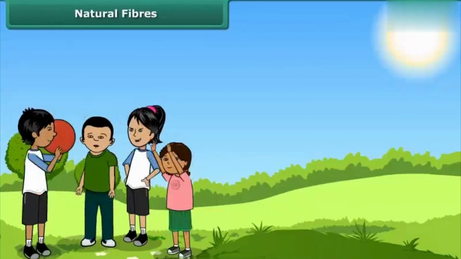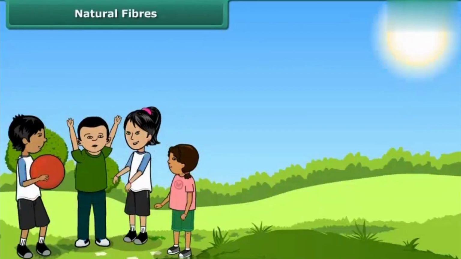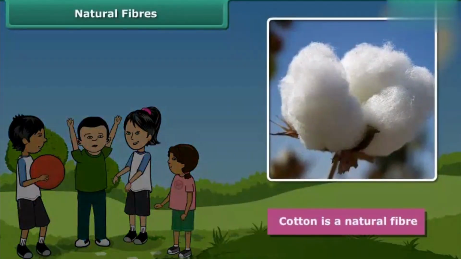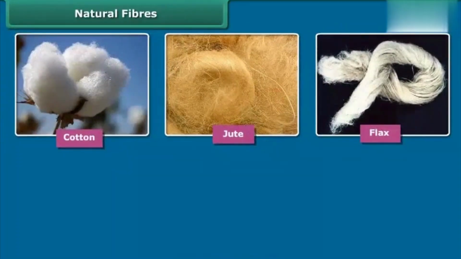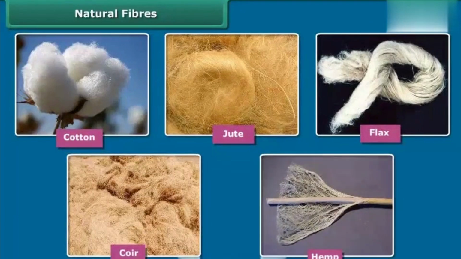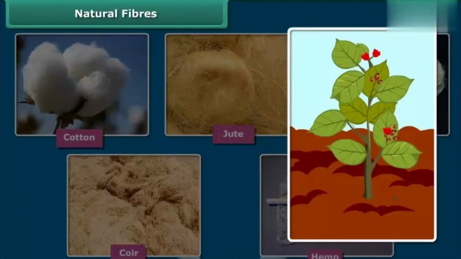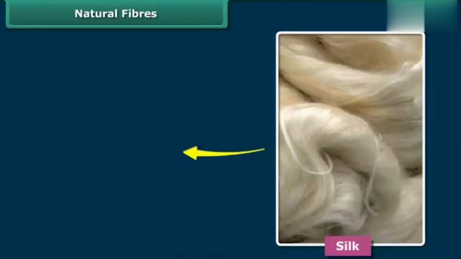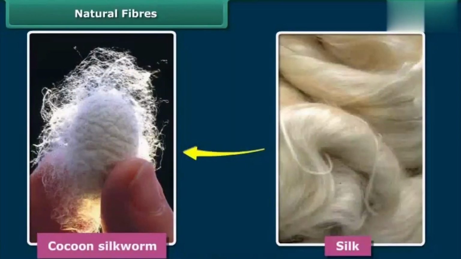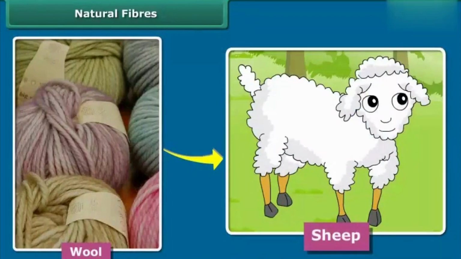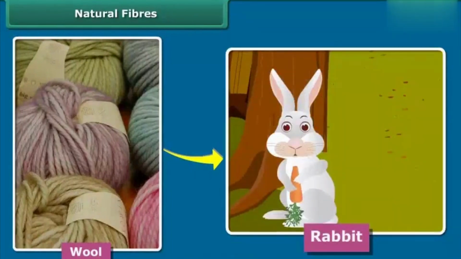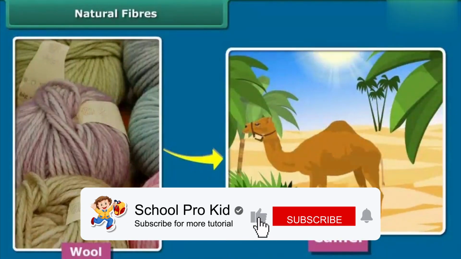You feel so comfortable when you wear cotton clothes in summer. Cotton is a natural fiber. Natural fibers like cotton, jute, flax, coir, hemp, etc. are obtained from plants. Silk fiber is drawn from the cocoon of the silkworm. Wool is obtained from the hair of animals like sheep, goat, rabbit, yak, and camel.